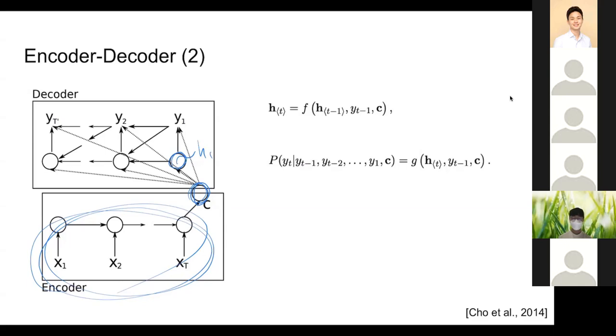So back then the convention was that in the paper, they actually defined HT to be dependent on the previous hidden state and the previous input. So it doesn't really matter. But in our terms, it's easier to think of this as HT is equal to f of HT minus one, comma, YT, comma, C.